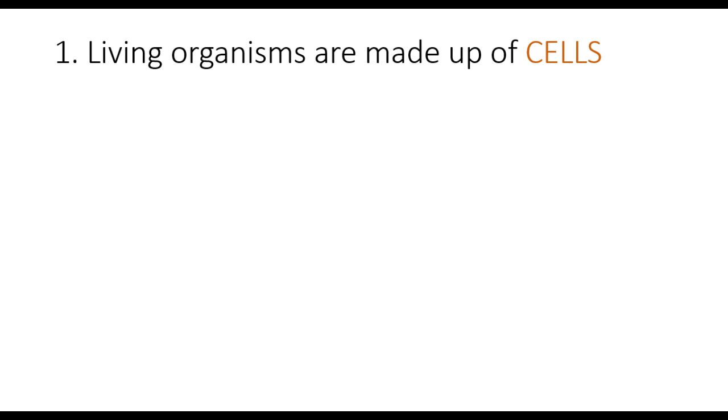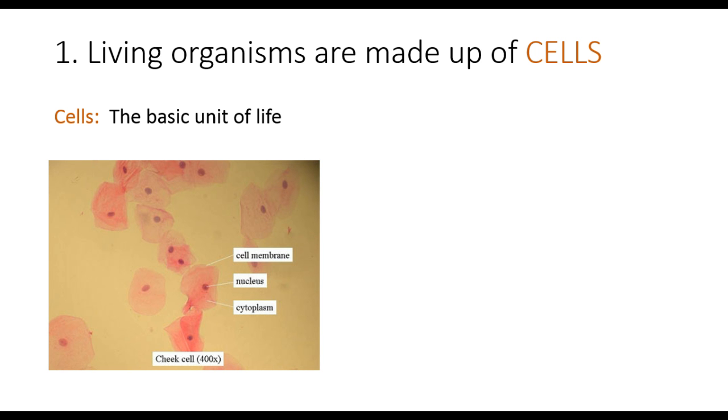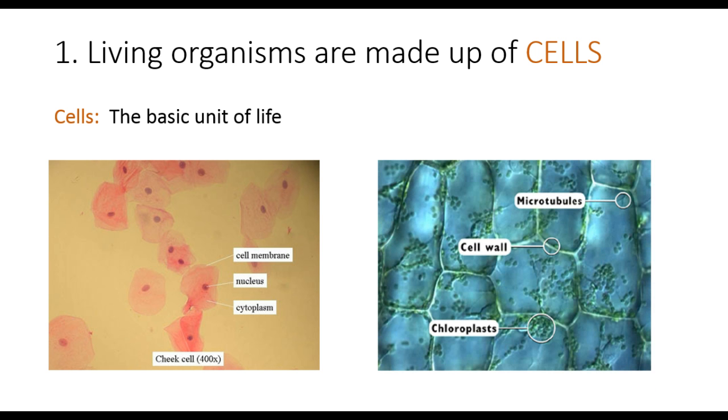Our first characteristic of life is that living organisms are made up of cells. Cells are the basic unit of life. This is a picture of an animal cell, more specifically a cheek cell. We could tell this because of the shape of the cell, which we'll get more into in Chapter 7. And this is a picture of a plant cell. We know this because of the cell wall and how square the cells look. We will also go over a plant cell and what they look like and how we could tell that this is a plant cell in Chapter 7.